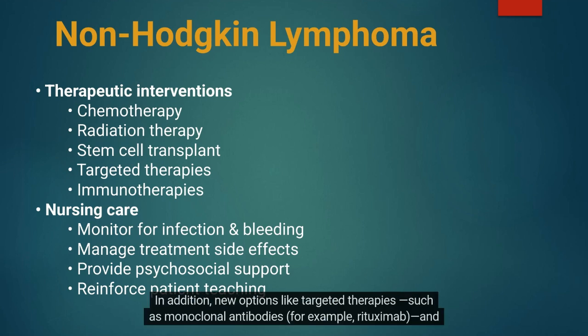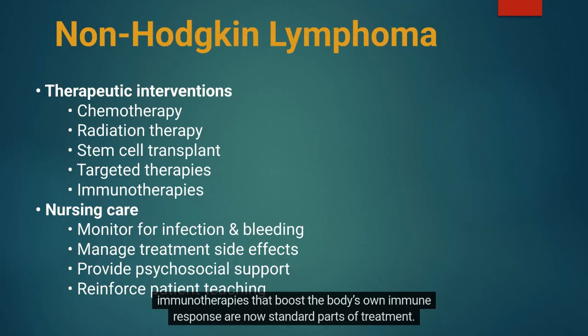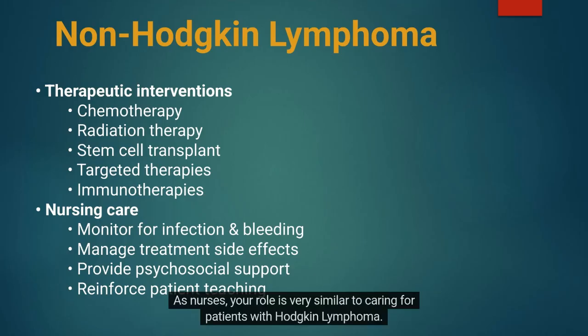In addition, new options like targeted therapies, such as monoclonal antibodies, for example rituximab, and immunotherapies that boost the body's own immune response, are now standard parts of treatment. As nurses, your role is very similar to caring for patients with Hodgkin lymphoma.